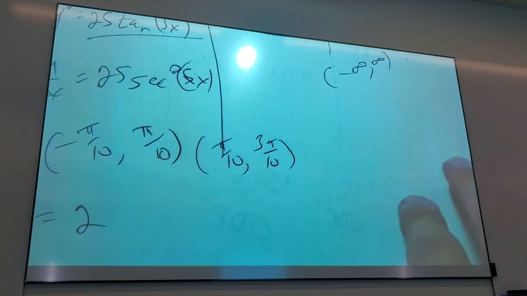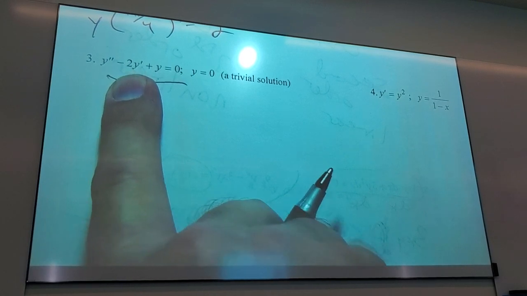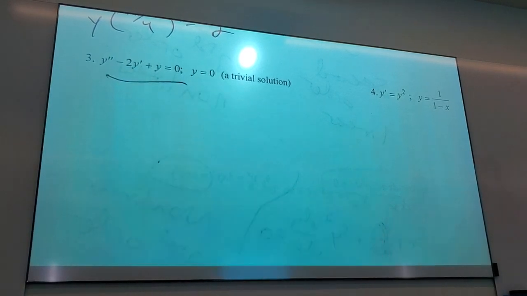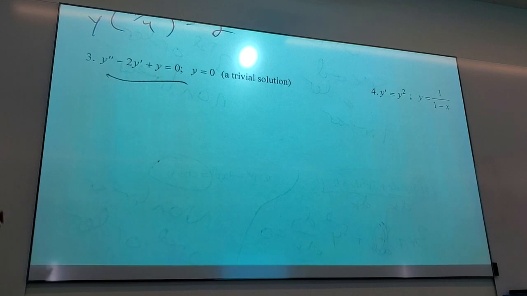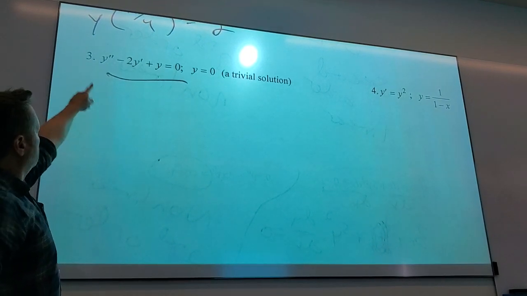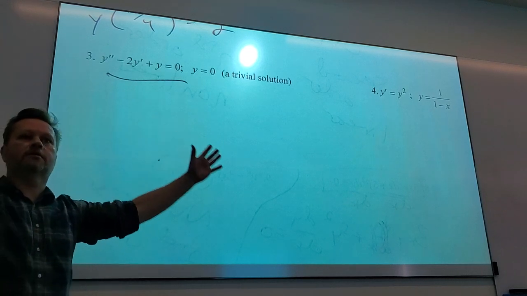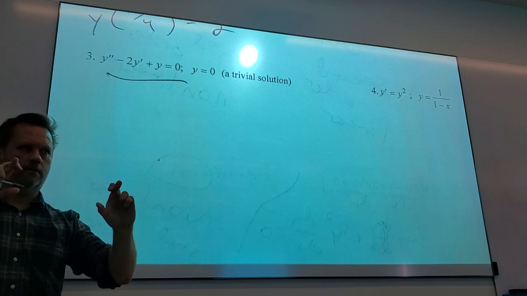Now, one little thing that's interesting: here's the same exact differential equation. Do you agree with me that y equals 0 is a solution? Yes, because if y equals 0, y prime is 0, y double prime is 0, so 0 plus 0 is 0. Okay, I like it. You guys all with me?